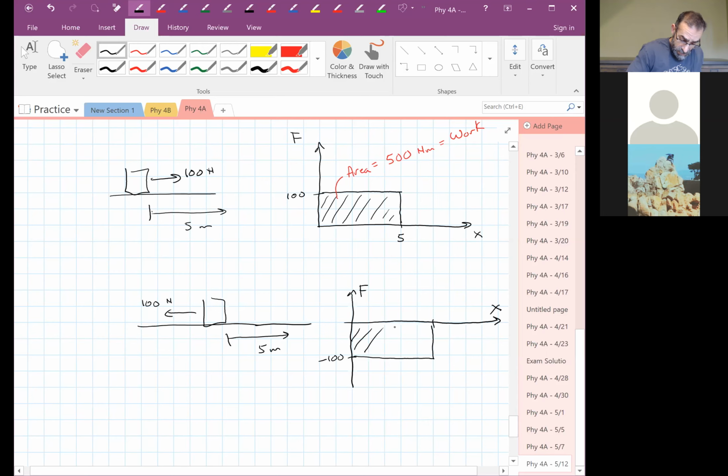It would look like this, right? The area would be negative 500 Newton meters, and that's the work done.